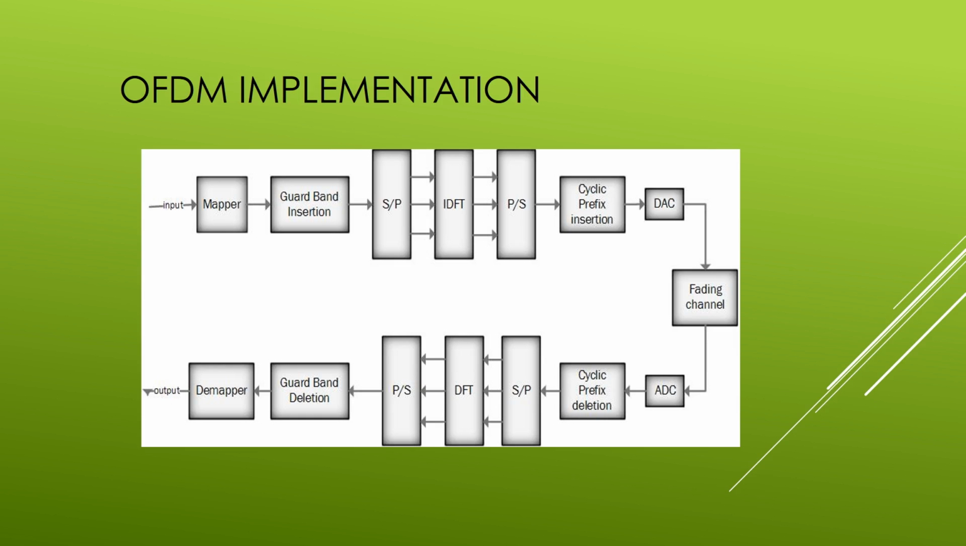In the receiver end, the ADC converter will first convert the analog signal back to digital signal and remove the cyclic prefix. Then the data will be serialized to be the input of N-point discrete Fourier transformation, which transforms the data from time domain back to the frequency domain, and then parallelize it, and demodulate the data after parallelization, and the output data will be generated.